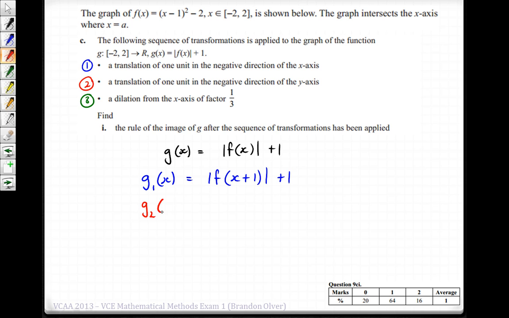The second thing we need to do is translate in the negative y direction. So we're going to take our pre-existing f of x plus 1 in the modulus function, then we're going to take 1 away from that. So we're going to have plus 1 take 1, which is going to leave 0 there. Then the third thing we're going to do is dilate from the x-axis by a factor of 1/3. So to do that, we're just going to introduce 1/3 out the front. And again, that turned into plus 0, so we just leave that off completely.